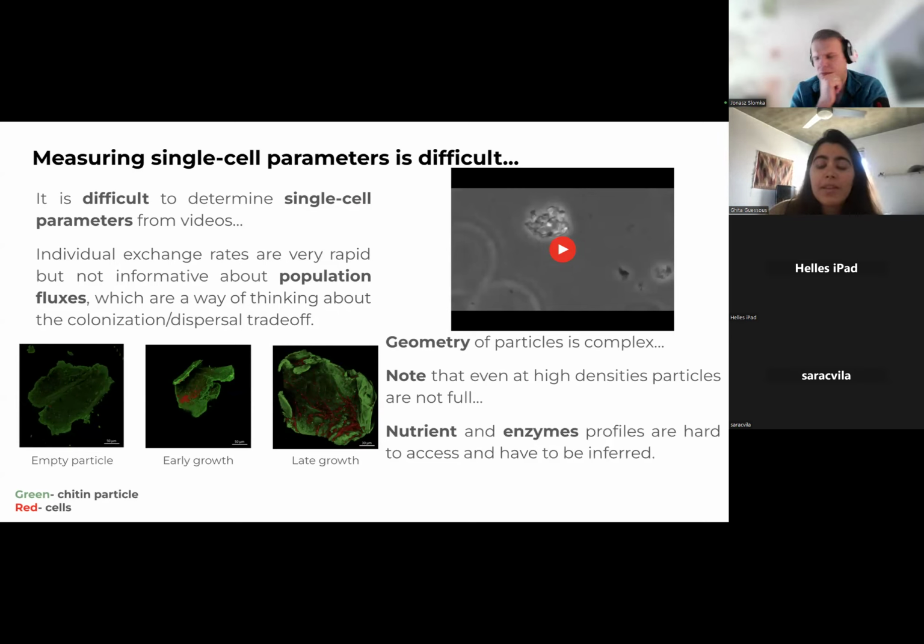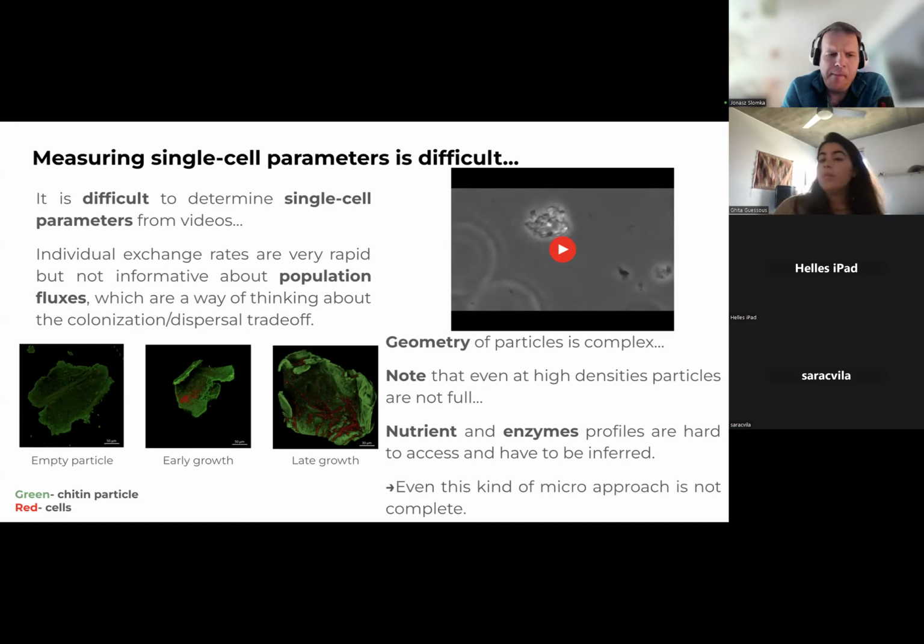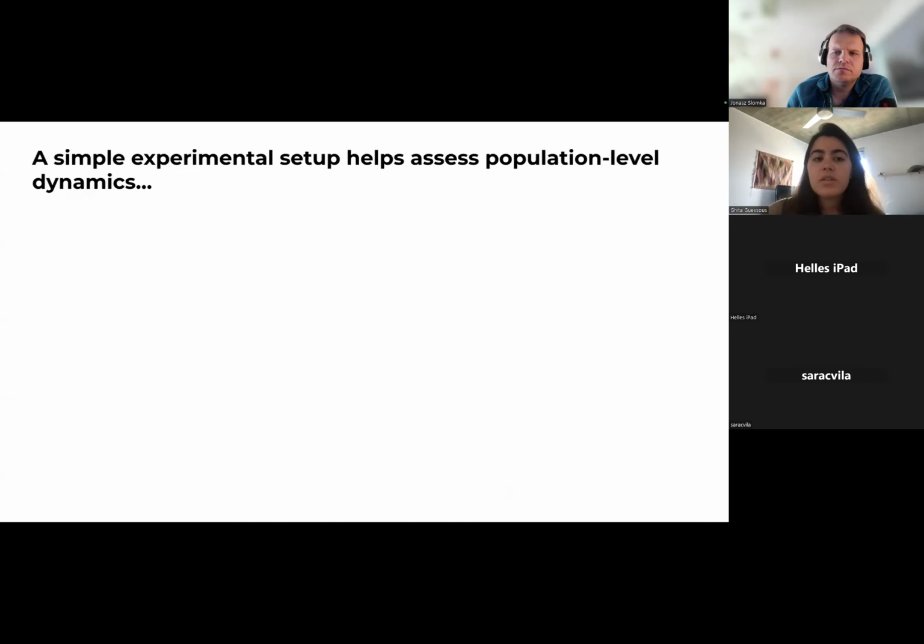And let's say one had access to all of these single cell population dynamics, it is very difficult to measure things like nutrient concentrations and enzyme concentrations. And so because of that, we decided that this microscopic approach was perhaps not the best way of approaching this problem, especially if we're thinking about it from a more general macroscopic sense. Instead, we developed a simple experimental setup that helps us assess all of these population level dynamics. And our experimental setup is very simple.